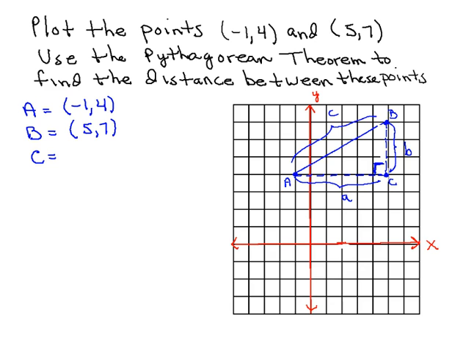Now we're next going to find the distance between 2 points in the coordinate plane by graphing the 2 points and then using the Pythagorean theorem. And the points that we have are negative 1, 4, and 5, 7.